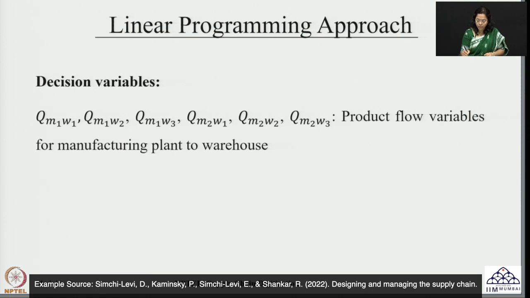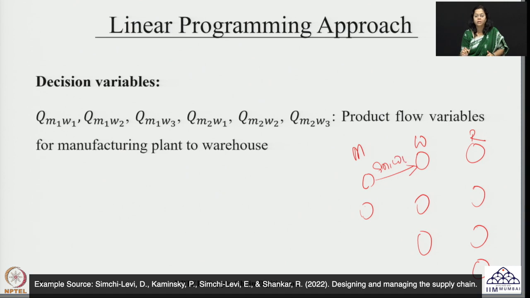As our supply chain network is all about two manufacturers, three warehouses and four retailers, we have to see the quantity that will move between these manufacturers and the warehouses and then to the retailers. So here we decide the decision variables as Q M1 to W1, which is nothing but the quantity of product that will move from manufacturer 1 to warehouse 1. Similarly, all possible combinations of product flow variables between the two manufacturing plants and the three warehouses are shown here. So you can see that we have six decision variables related to the product flow between these manufacturing plants and these warehouses.